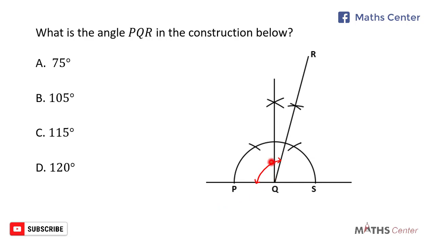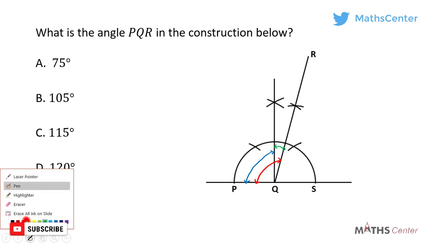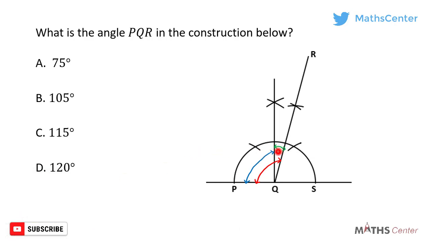As you can see from the diagram, the angle PQR comprises two angles. This is the first one, which I'm going to show with blue, and then this will be the second one. I'm going to show that one with green. So these two angles make up the angle PQR. So we need to find them and then we will add them together to get the angle PQR.